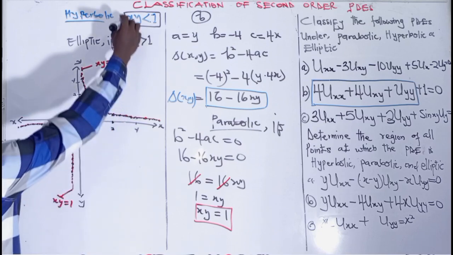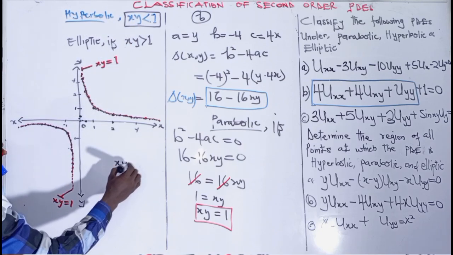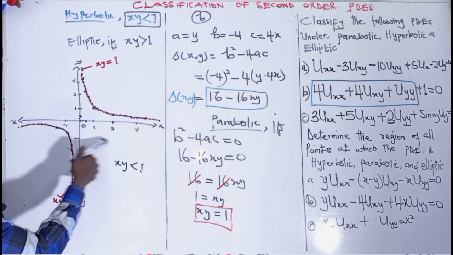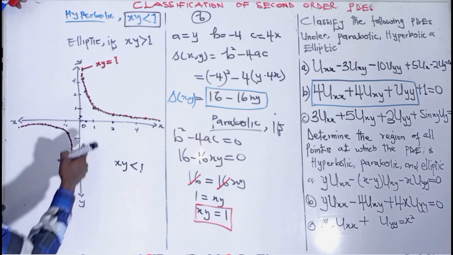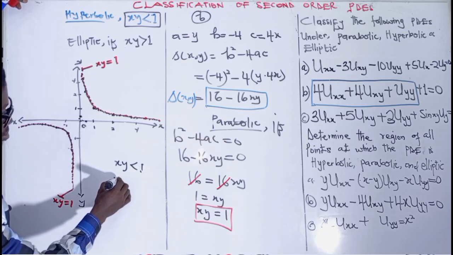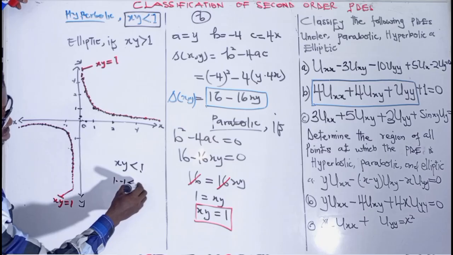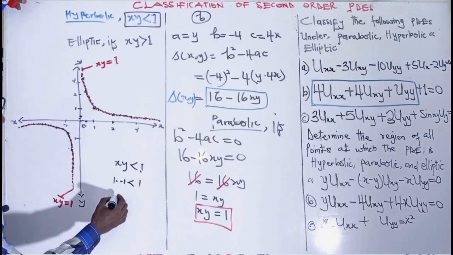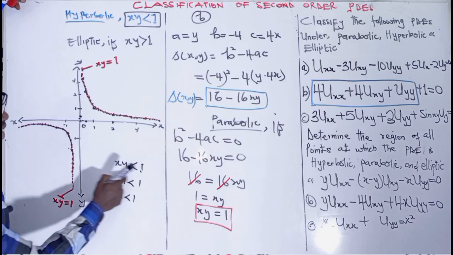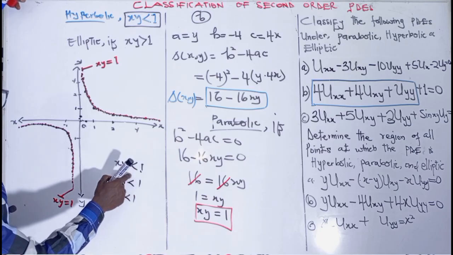So we have xy is less than 1. Let's pick any number from this region and see. Let's pick 1 multiplying negative 1. Is it less than 1? 1 times negative 1 gives us negative 1. Is it less than 1? Yes, it's less than 1. So it satisfies this inequality.